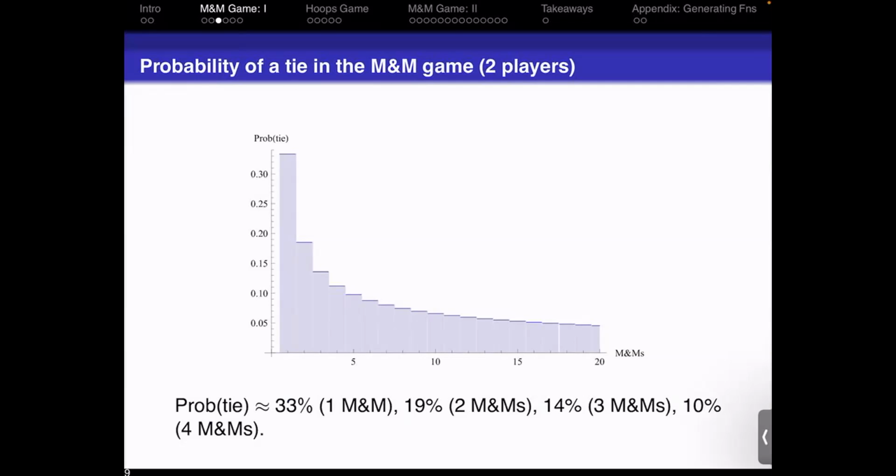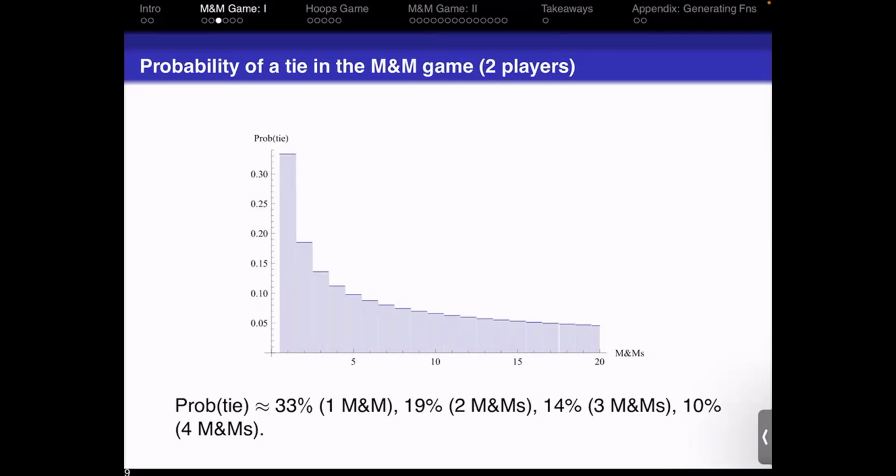So here is a plot. The probability of a tie with just 1 M&M and 2 people is 33%, 19% with 2 M&Ms, 14% with 3, and so on. All right. Would you like more data or less data? More, yeah. Almost always the answer is more data. Sometimes it's red herrings, that when you get too much data, you start to look at the wrong thing. Let's look at a little bit more data.